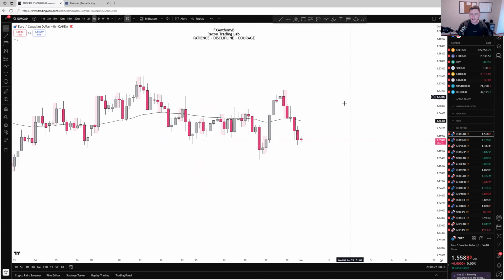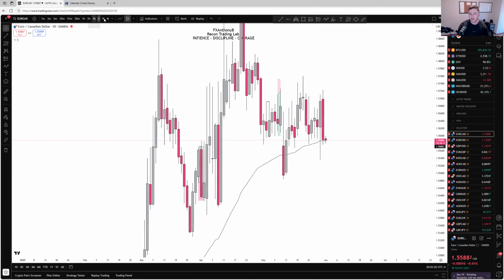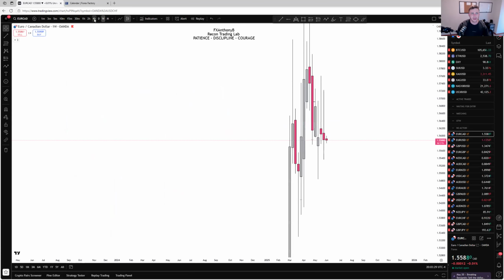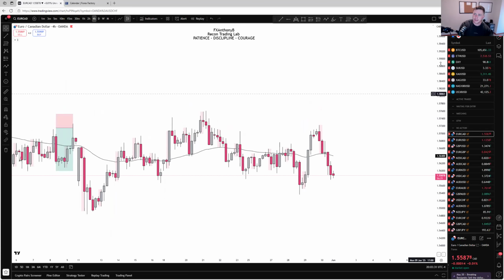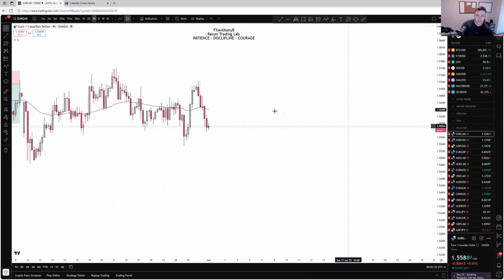4 hour, what are we looking at? 4 hour is bullish. So daily bearish, 4 hour bullish, weekly is bullish. So let's see if there is any traction on this where we could see a potential.